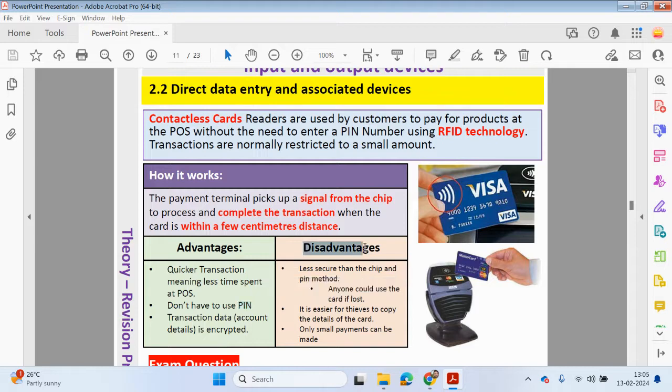However, the disadvantage is it's less secure than a chip and PIN method. Anyone can use your card if lost. It is easier for thieves to copy the details of the card. They can just come close to you and scan in the details. And only smaller payments can be made.